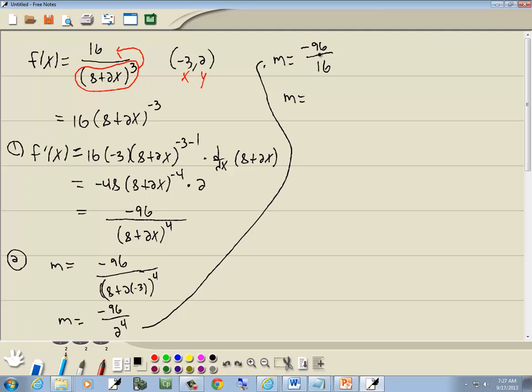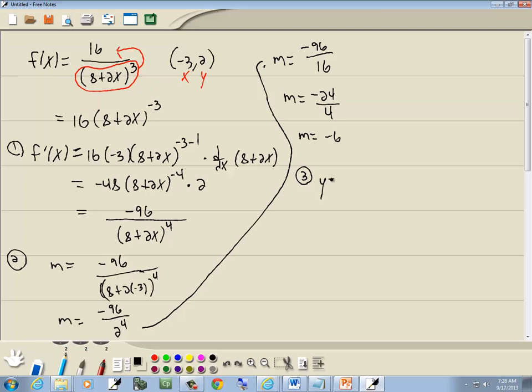It's too early in the morning for my brain to simplify this. I think they're both divisible by 4, but let me... yeah, 4. Might be more than that. Negative 24 over... Really? Negative 6. 6, 3, yeah, sure enough. Okay, well, then m is equal to negative 6.